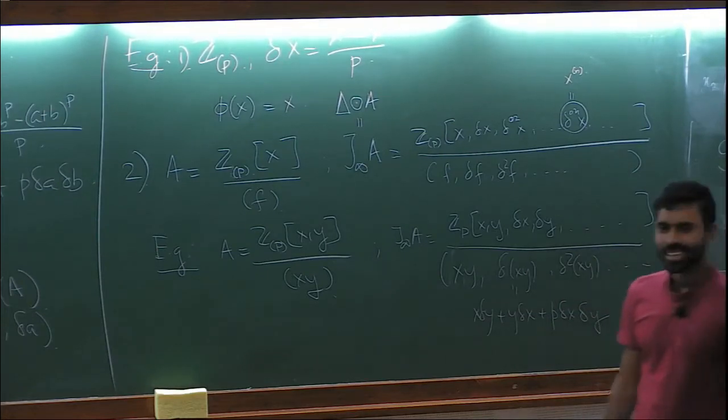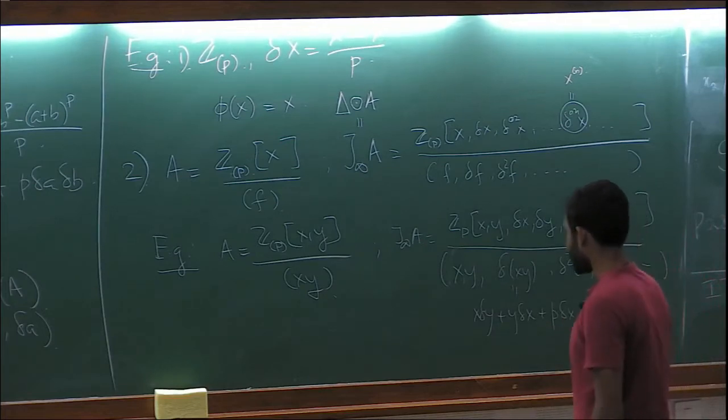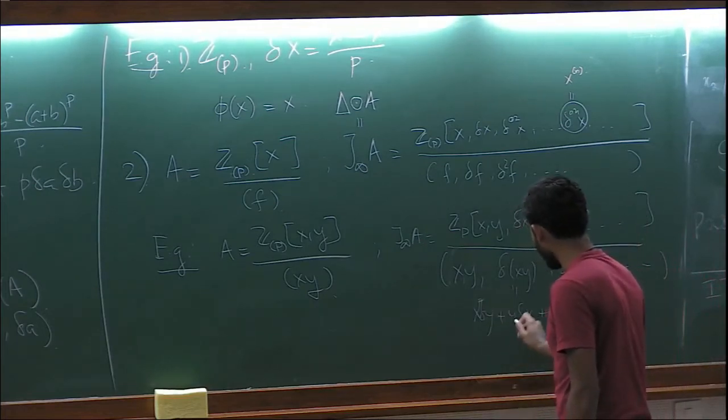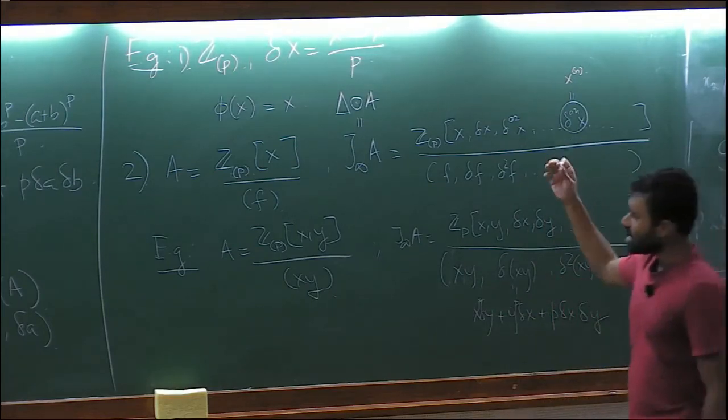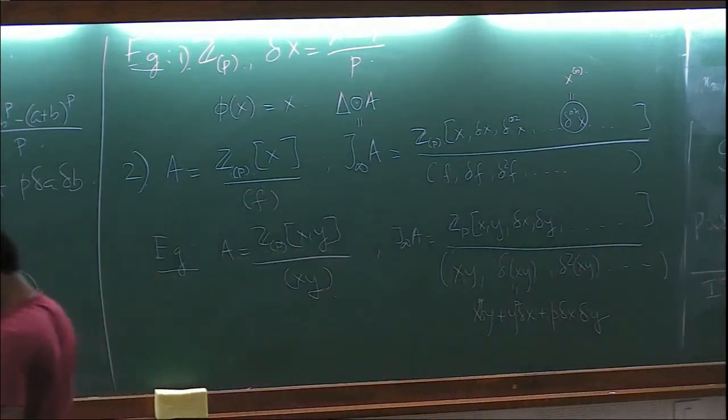Sorry? Yes, p powers. Thank you. X to the p, y to the p. Next. All right, so that's an example, and that's how it's a formal thing. And so this is the infinite jet ring, actually.